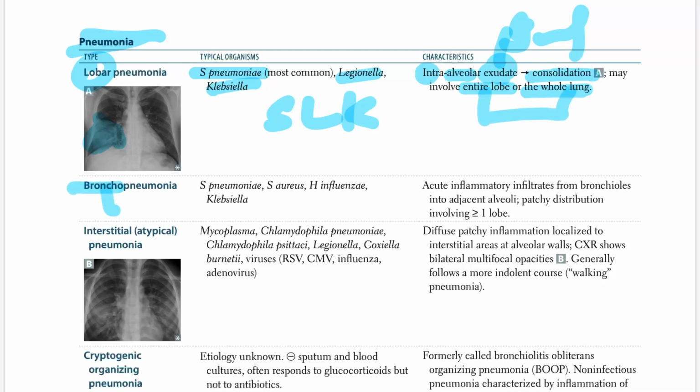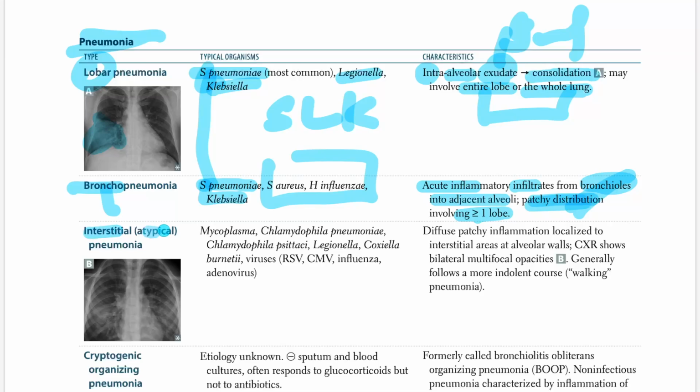Bronchopneumonia. Again, you have Strep pneumoniae, Staph aureus, H. influenzae, and Klebsiella. So these two just come from the top. Two new ones are here, Staph aureus and H. influenzae. It's also acute inflammation that infiltrates from the bronchioles into adjacent alveoli with patchy distribution involving more than one lobe. Patchy distribution within the bronchioles is called bronchopneumonia.